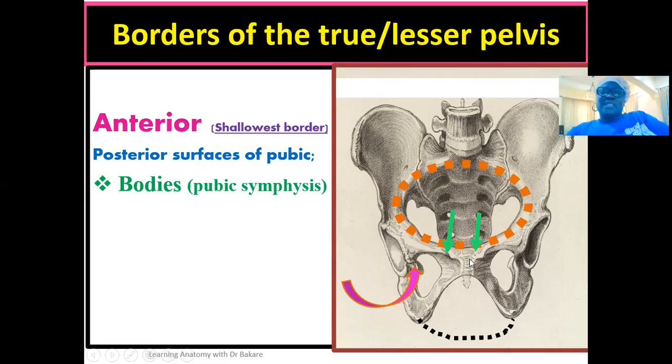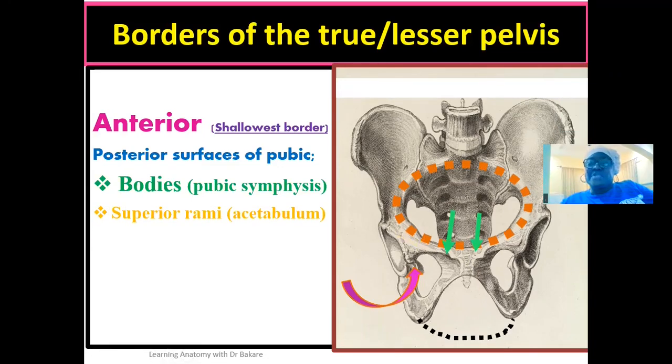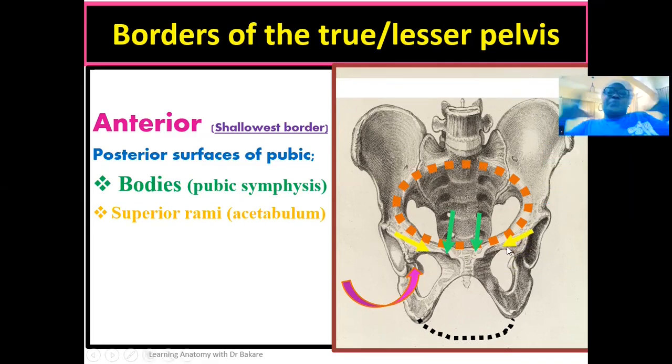Then if you go further, we have a superior extension from the body of the pubic bone, and this is referred to as the superior rami. And this is where we have the superior ramus here on one side and the superior ramus also on the other side. So this is like a superior extension from the body of the pubic bone on both the right and also the left side.